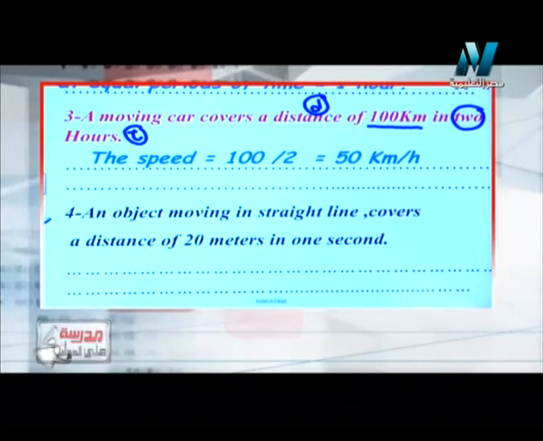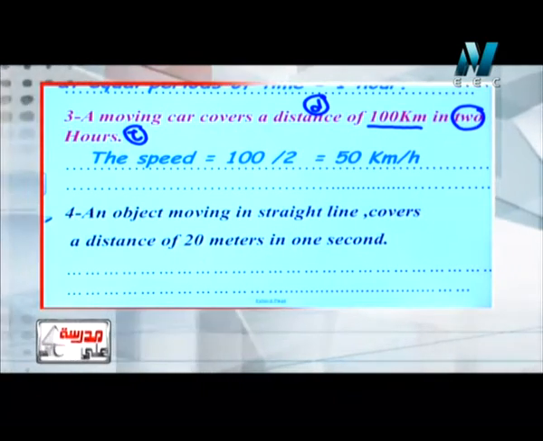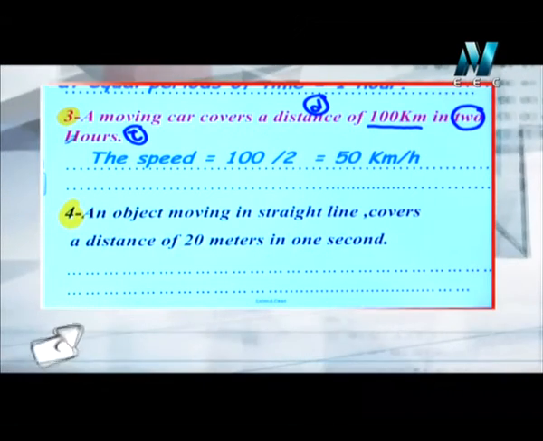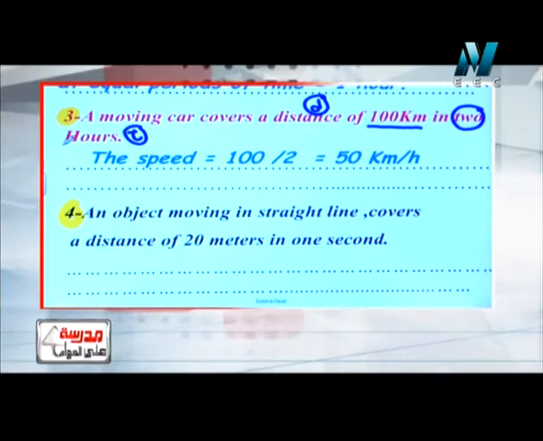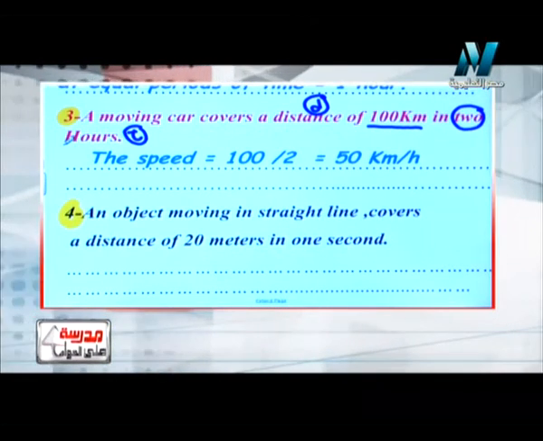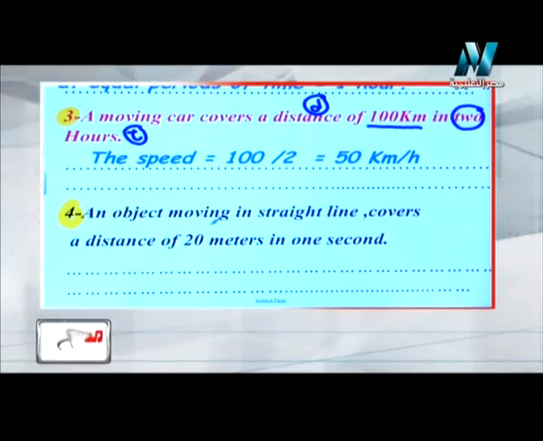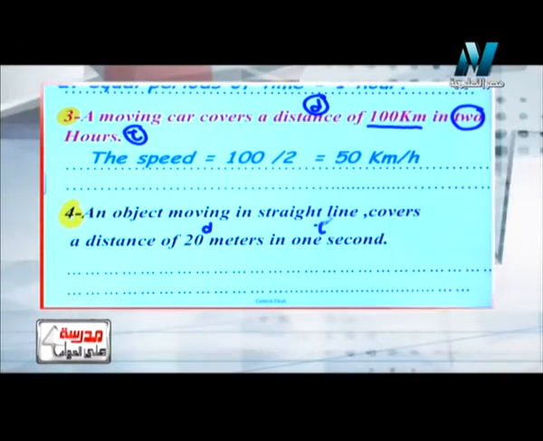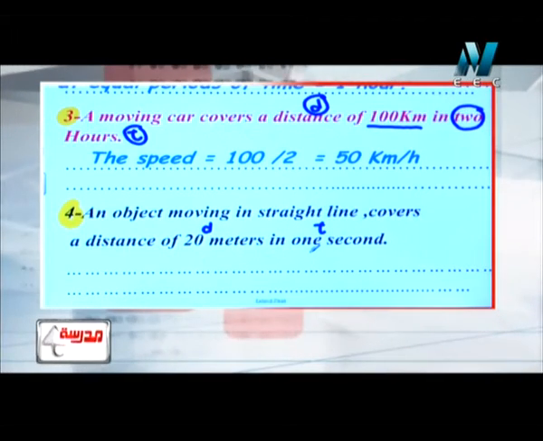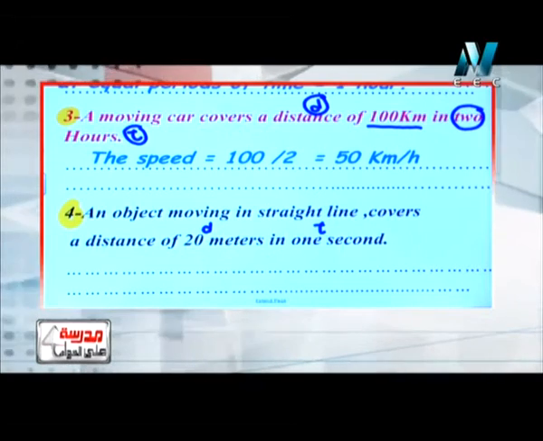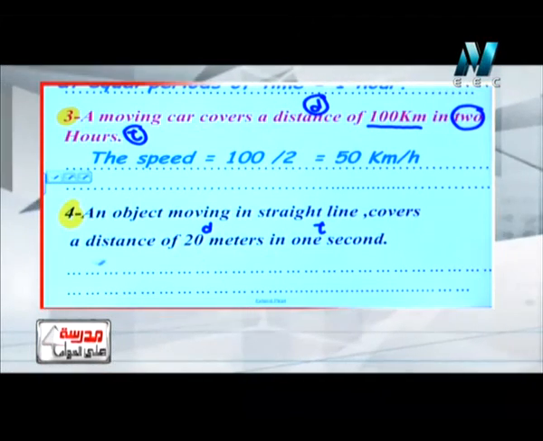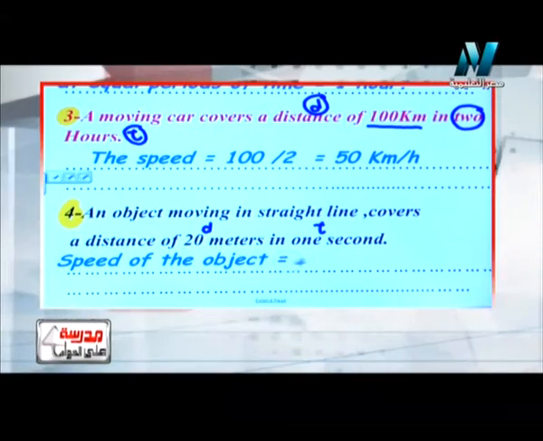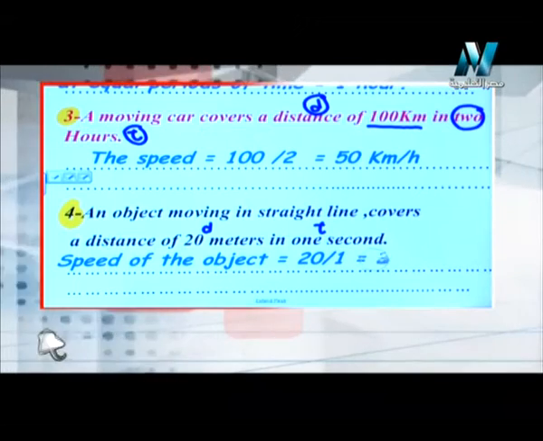As for question number 4, it is like question number 3. It says an object moving in a straight line covers a distance of 20 meters, so here we have distance 20 meters in 1 second. So here we have time. So we talk about what? Yes, we have distance and time. Dear students, we talk about speed. So the speed of the object equals how many? Speed of the object here equals 20 divided by 1, equals 20 meters per second.